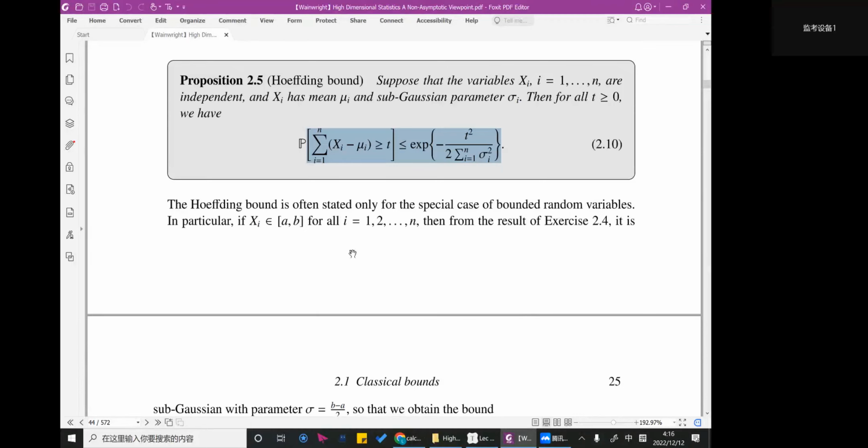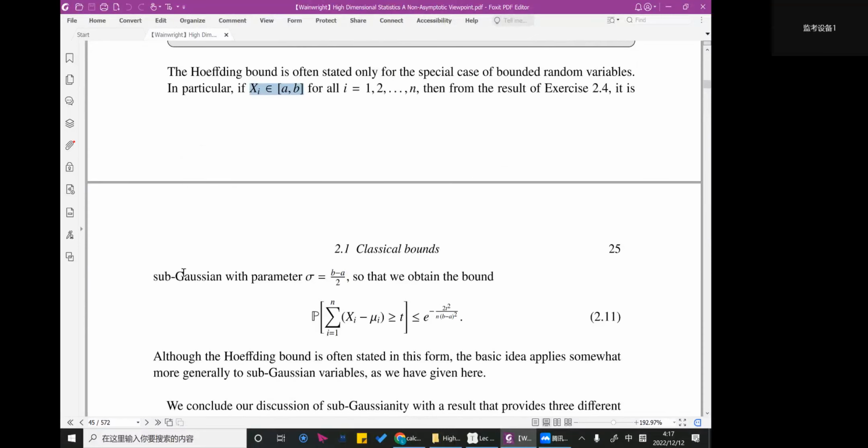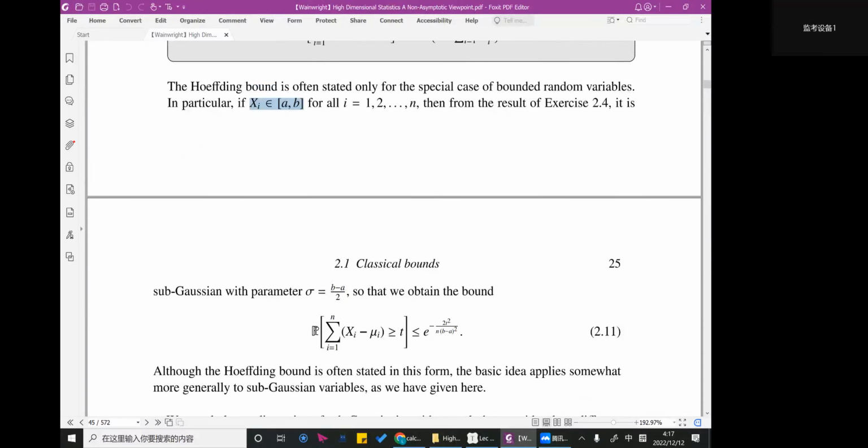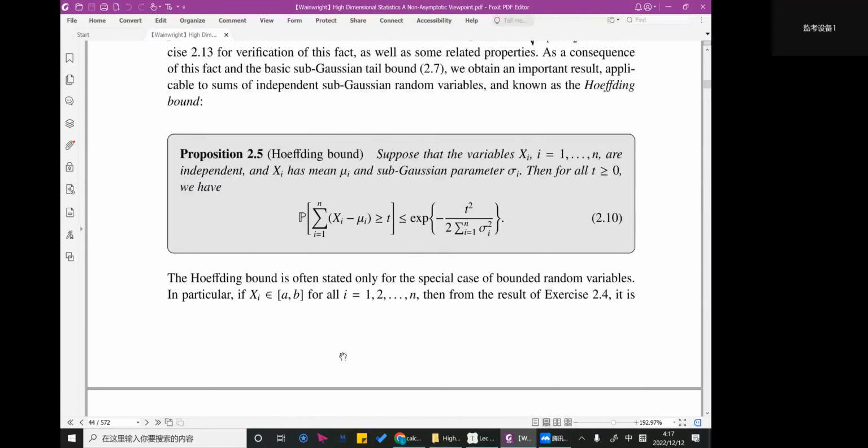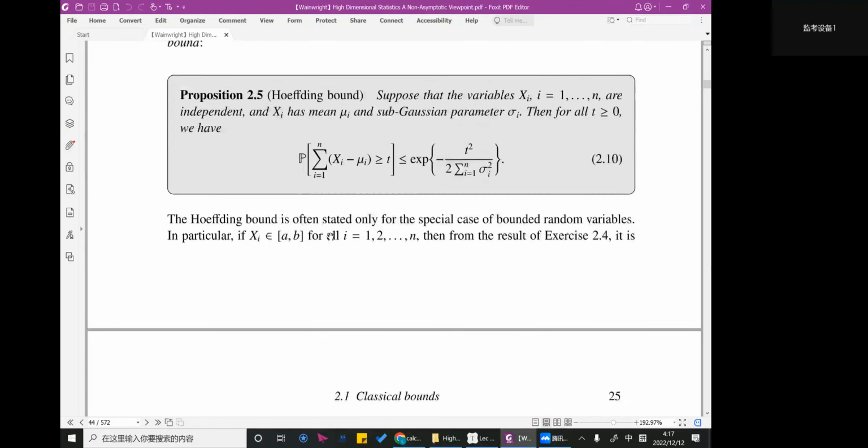Since sub-Gaussian is somewhat technical, the easier or more specific circumstance is when the xi are all bounded on some intervals. Then we apply this to the Hoeffding bound and get this bound. This is the direct use of the Hoeffding bound.